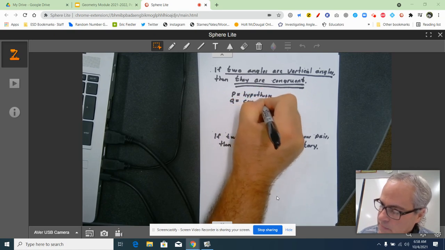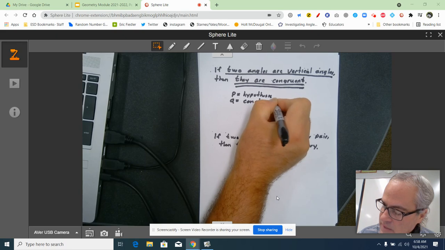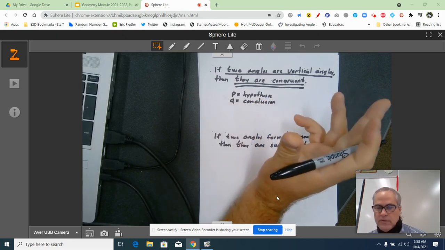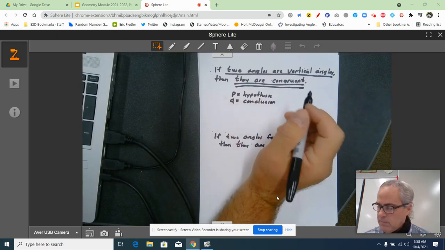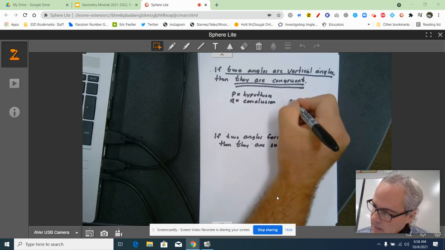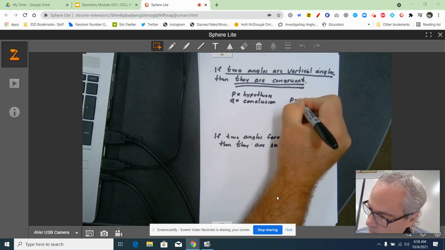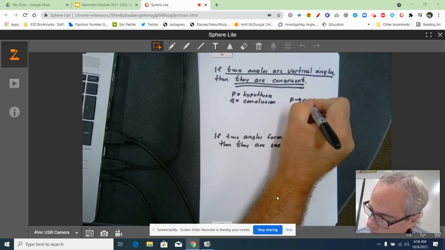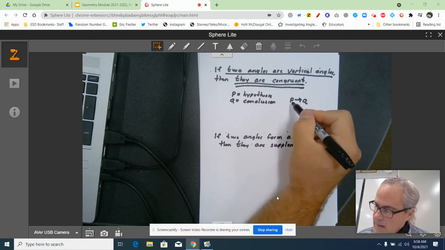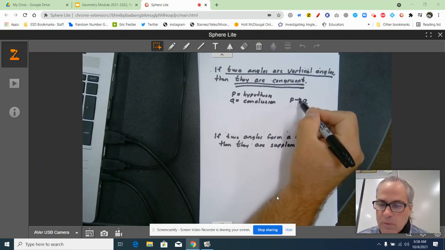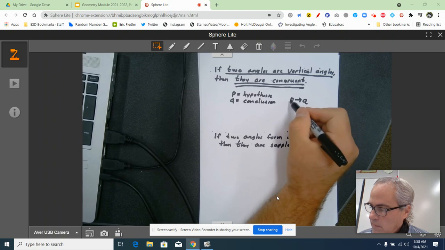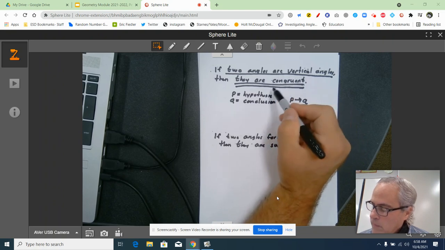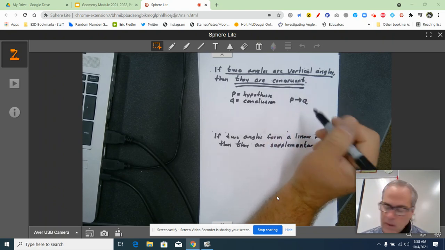Now, there's notation for this. And one of the points of notation is often to make it easier to write. So if you see something of this form, it's saying if P, then, that arrow represents then, Q. And in this case, P is two angles are vertical, then they are congruent.